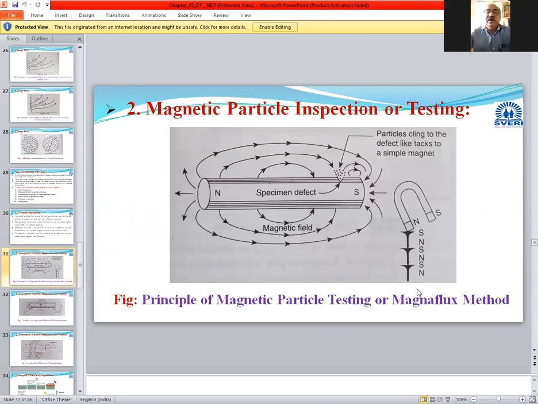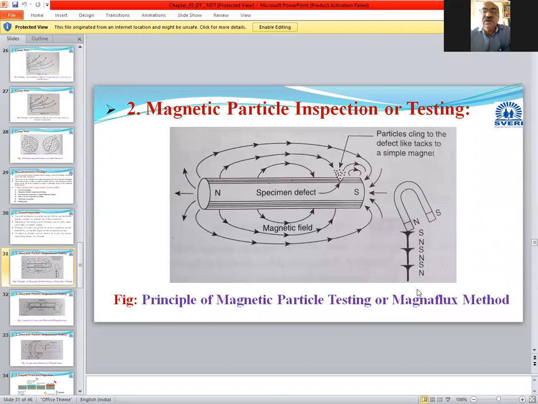Then the magnetic particle test is there. In the magnetic particle test, suppose there is some crack on the surface of the component. By spreading the magnetic particles around the surface, the magnetic field will get developed, but these magnetic particles will get deposited nearer to the crack where the defect is there. You can see in this figure particles to detect a crack in a sample magnet.